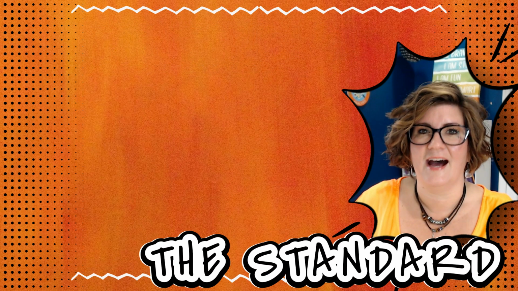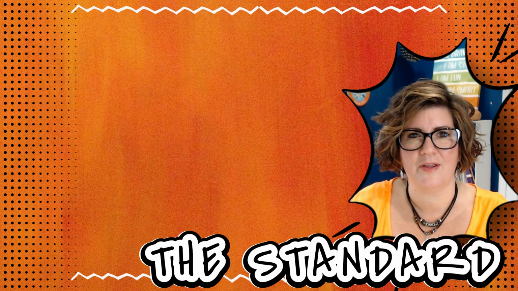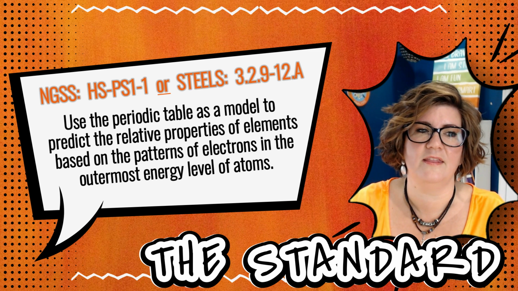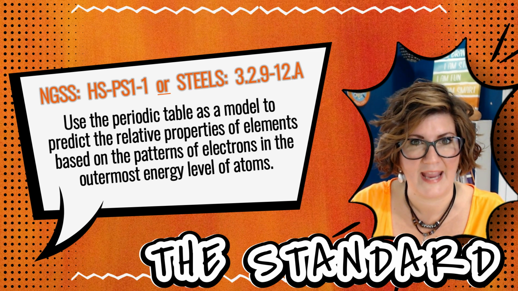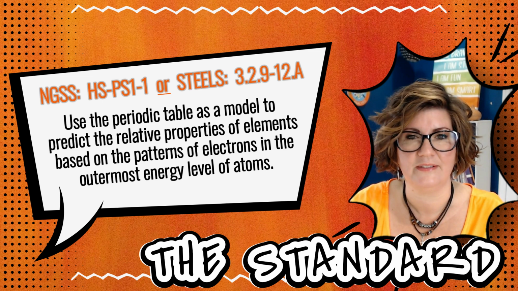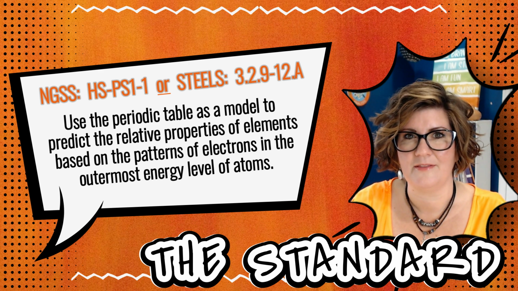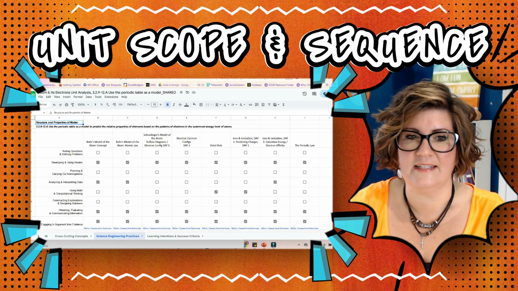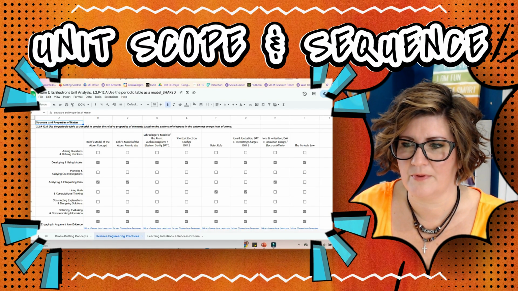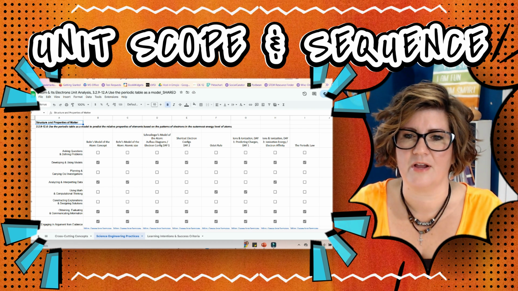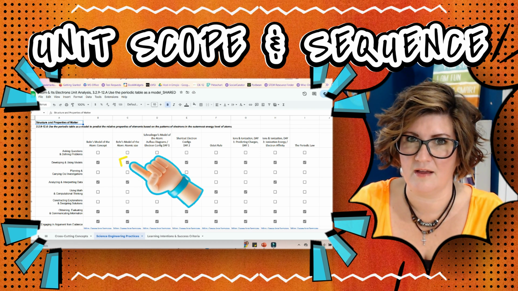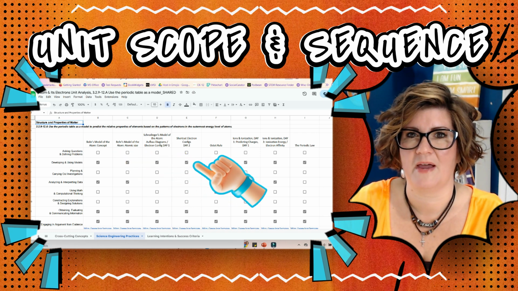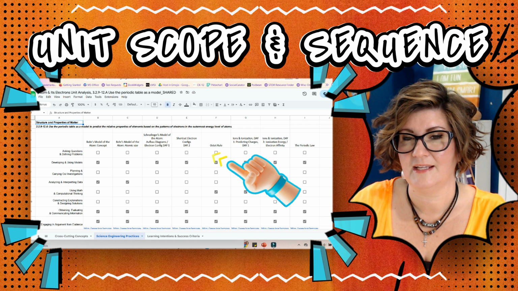Now this lesson, ions and ion charges, falls under the umbrella of structure and properties of matter and specifically connects to the standard that requires students to use the periodic table as a model to predict relative properties of elements based on the patterns of electrons in the outermost energy level of atoms. And if you can see here, this worksheet that I'm sharing with you, it's my entire unit all about electrons, which spans from Bohr's model of the atom and the structure and properties of matter related to that. Then we move to Schrodinger's model of the atom and ultimately get to the octet rule.